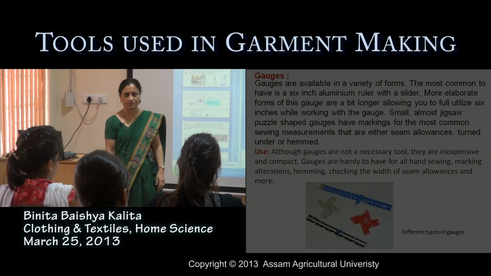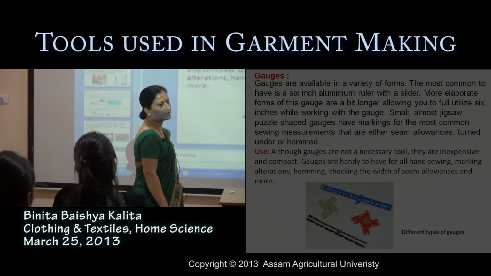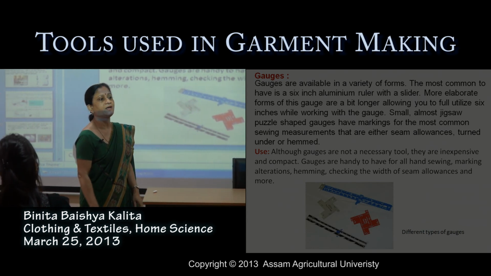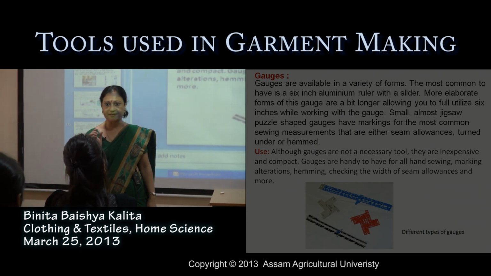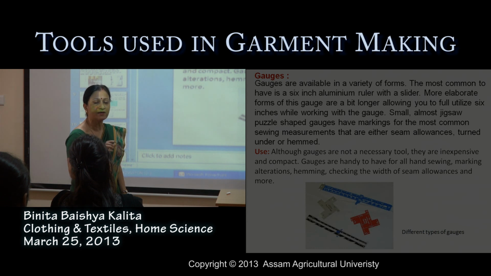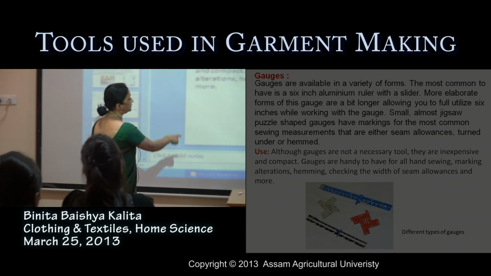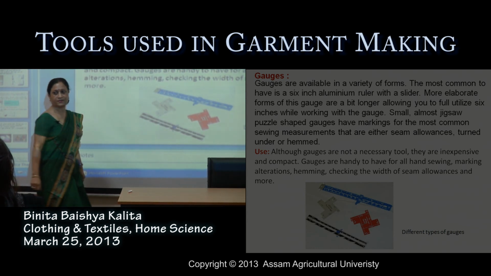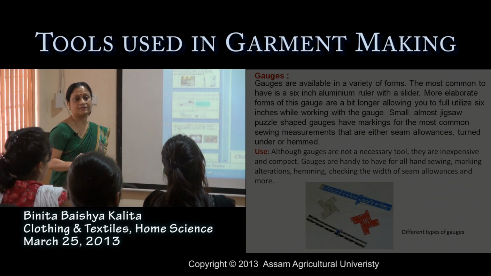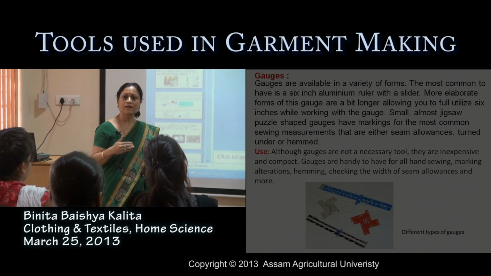Next one is the gauge. This is a very important measuring tool required in garment construction, and you will get the gauge in different forms. Some have a zigzag shape with a slider. By using the slider you can adjust the measurement on the gauge. I think in the blue one you have seen here, it has the slider. By using the slider you can adjust the measurement, and these are mainly used for the hem line.